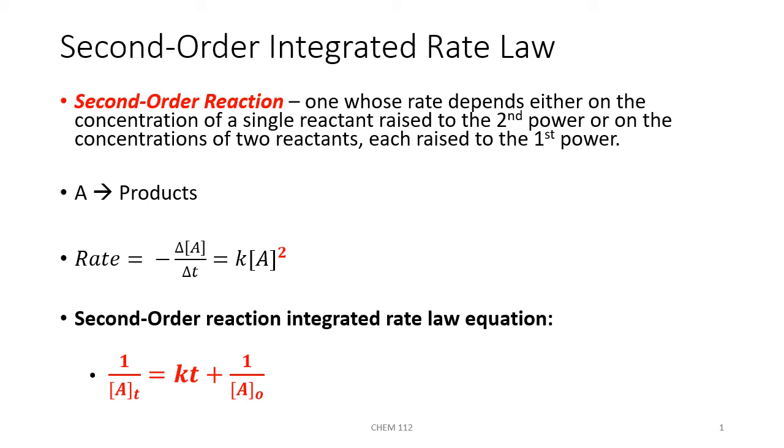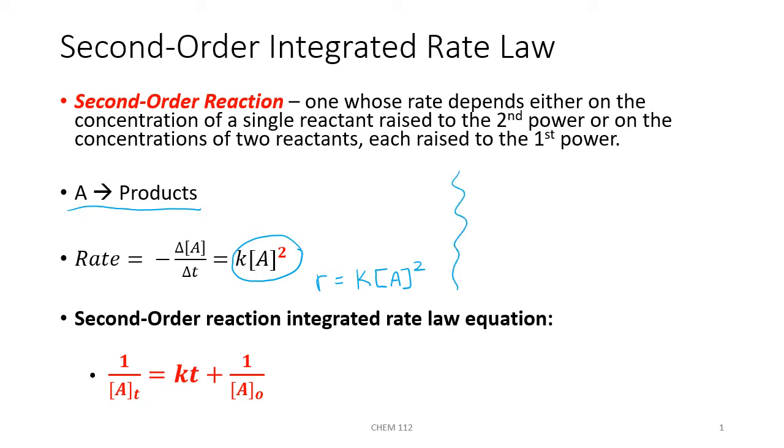Reactions that follow second-order kinetics are going to be some reactant forming products where the rate of the reaction is dependent upon the concentration of reactant A to the second power. So our rate law equation would be R equals K times the concentration of reactant A squared.